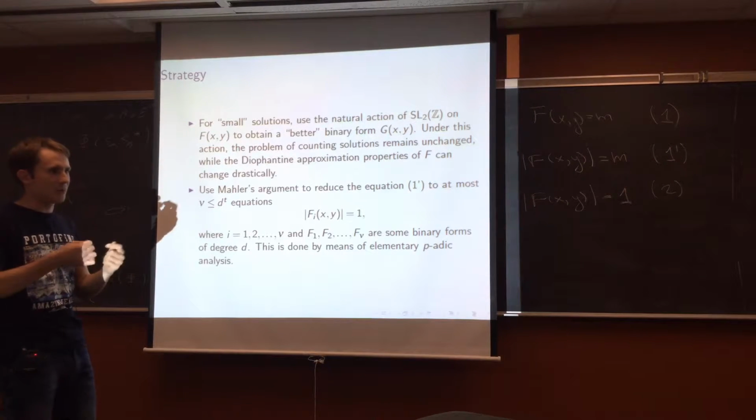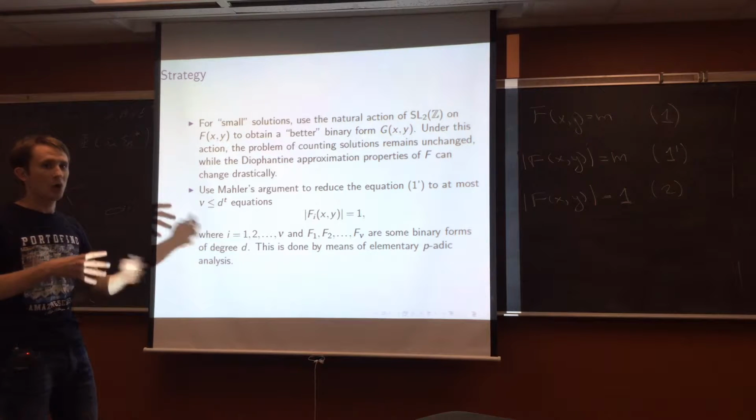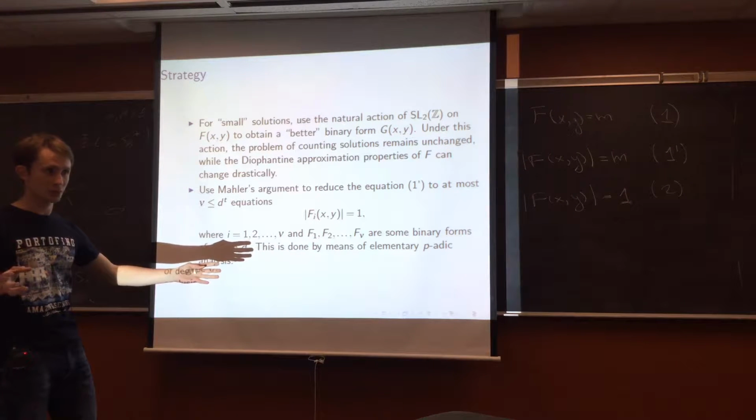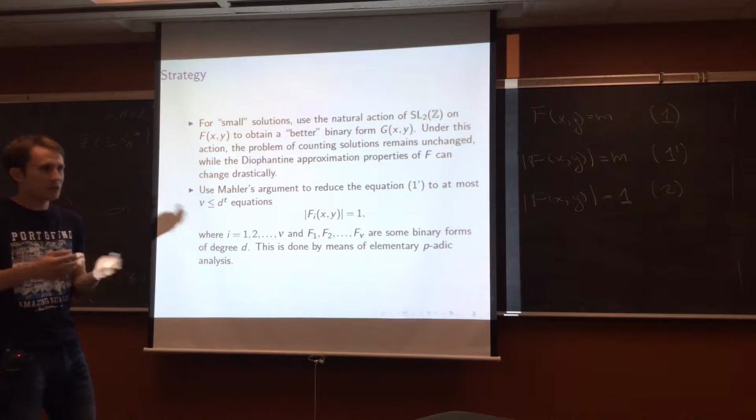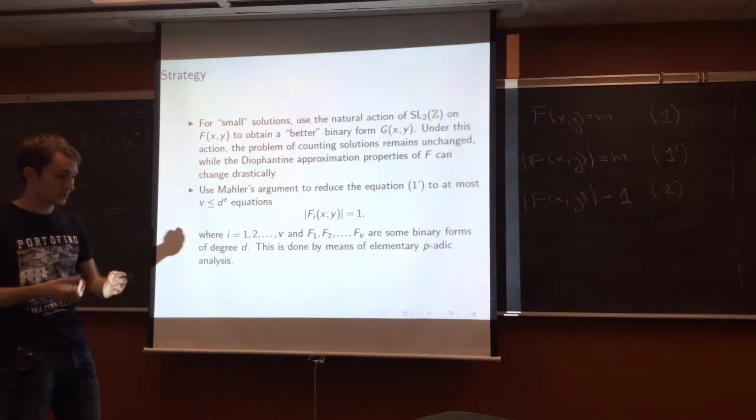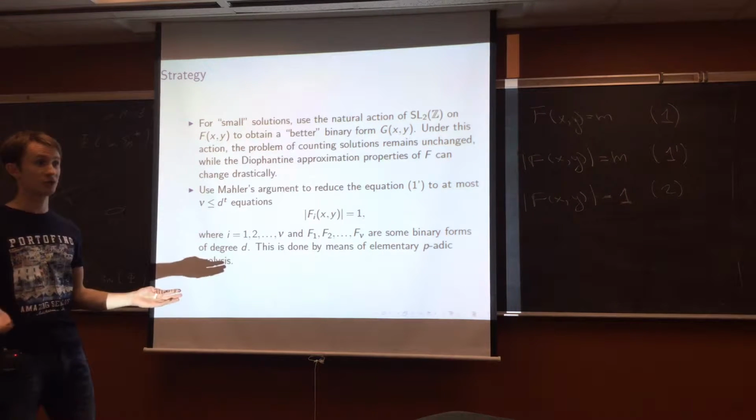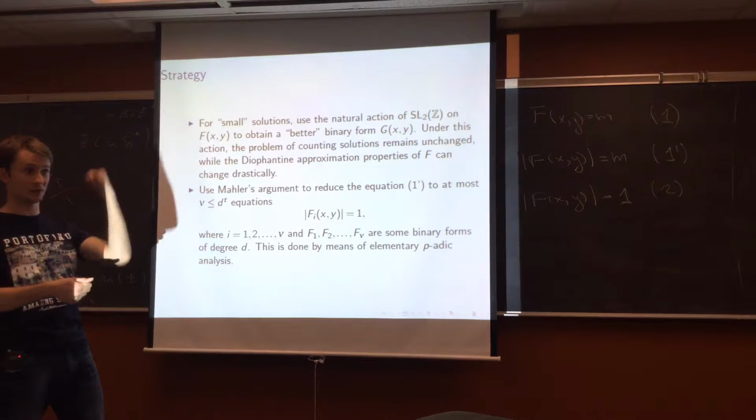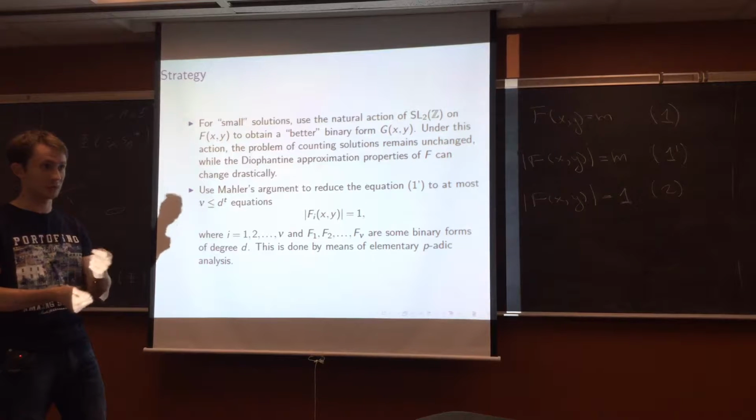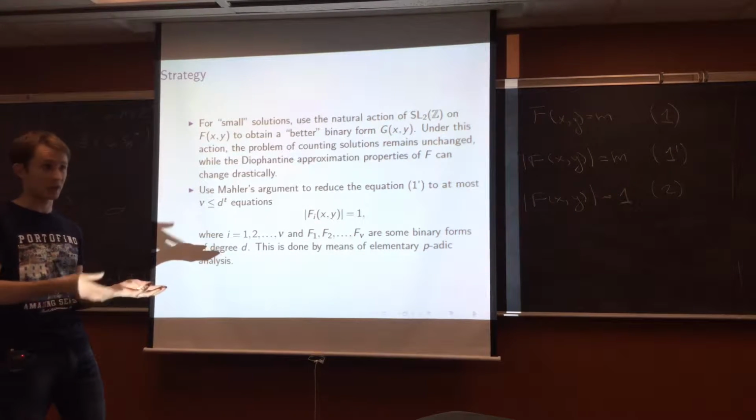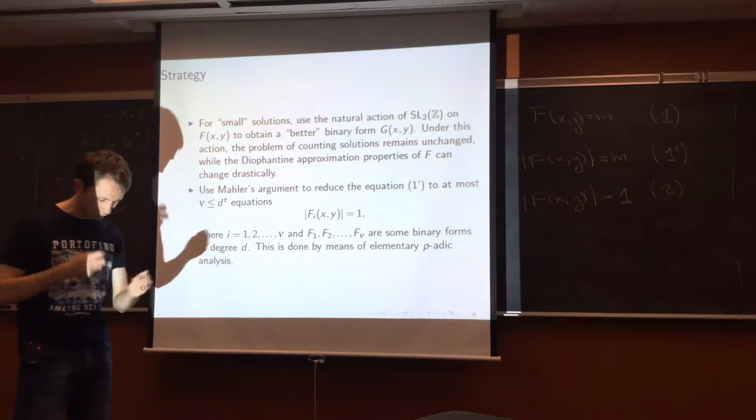Technically, I'm going to produce an equivalent binary form which has exactly the same number of solutions. So the property of counting solutions remains exactly the same, but the Diophantine approximation properties change drastically, of course. Something that was a very good approximation to one form may not be a very good approximation for another form. So that's the idea that we'll be using here.